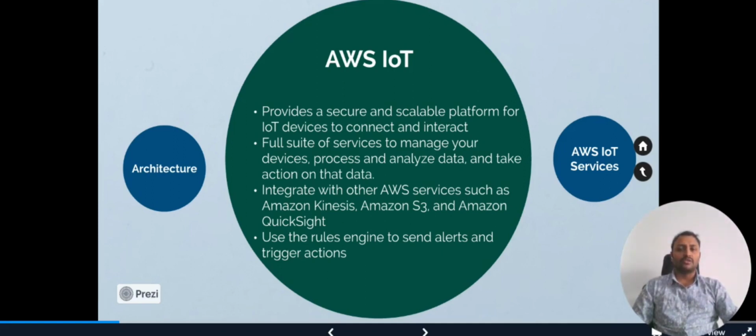AWS IoT Analytics allows you to analyze and process IoT data at scale. You can also use pre-built analytics functions or create your own custom functions to derive insights from your data. AWS IoT also offers a rules engine that allows you to define actions to be taken based on the IoT data. You can use the rules engine to send alerts, trigger actions, or even adjust device settings based on certain conditions. So whether you're building a new connected device or managing an entire fleet of devices, AWS IoT has everything you need to connect, manage, and analyze your data at scale.